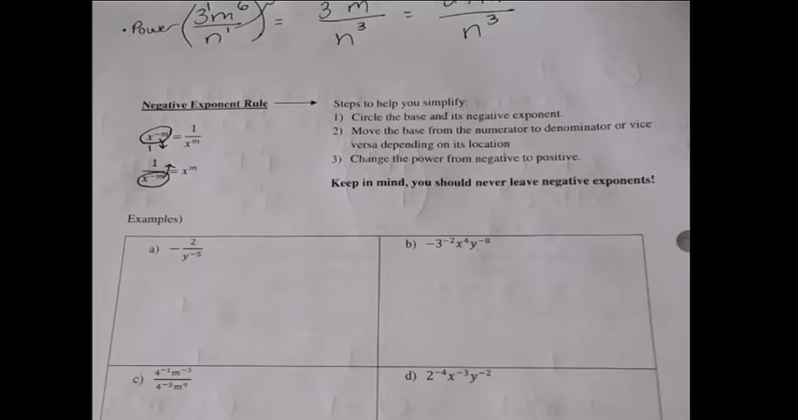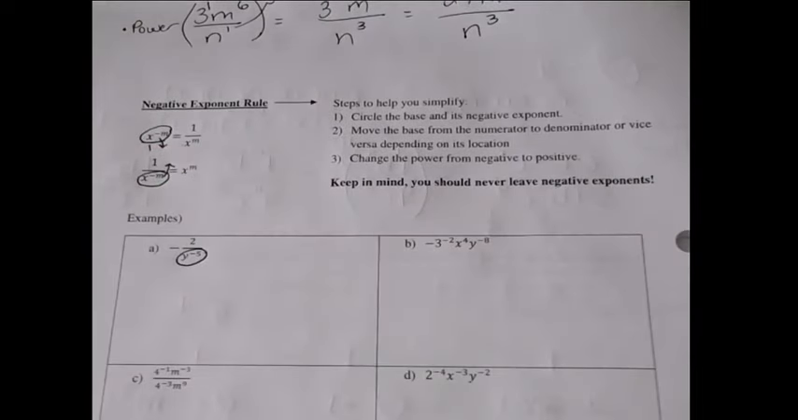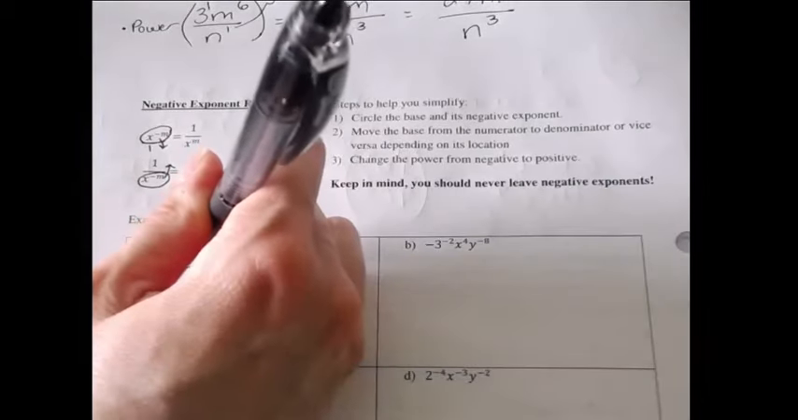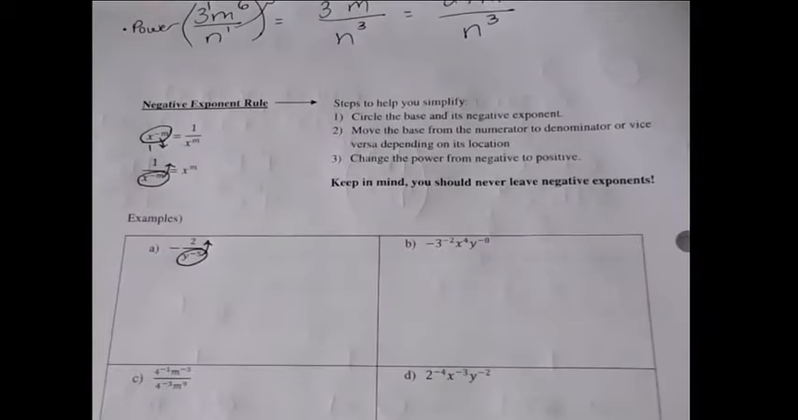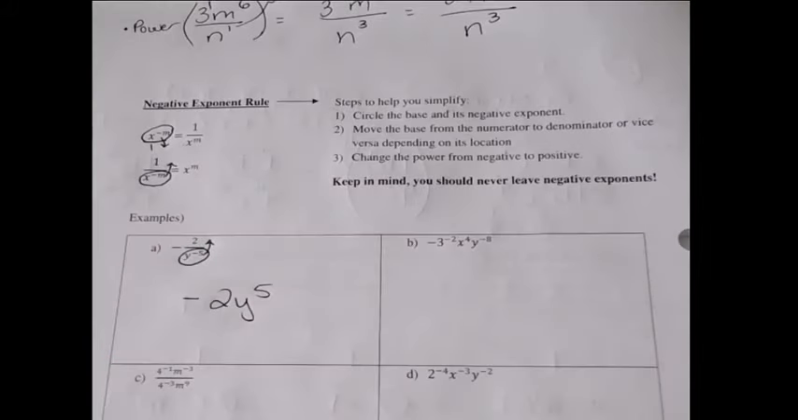Not overthinking this, let me show you your expressions here. So we have negative 2 over y to the negative fifth. Okay, circle the base and its negative exponent. So we have a y to the negative fifth power. Okay, now notice it's located in the denominator. So we are going to take that and we're going to bring it to the numerator. When we bring that base to the numerator, its power then becomes positive. So my answer is negative 2 y to the fifth.